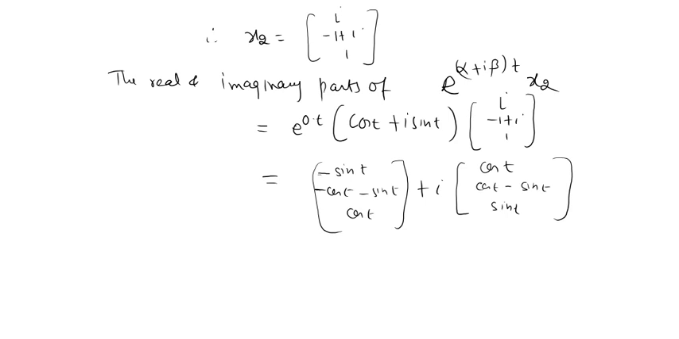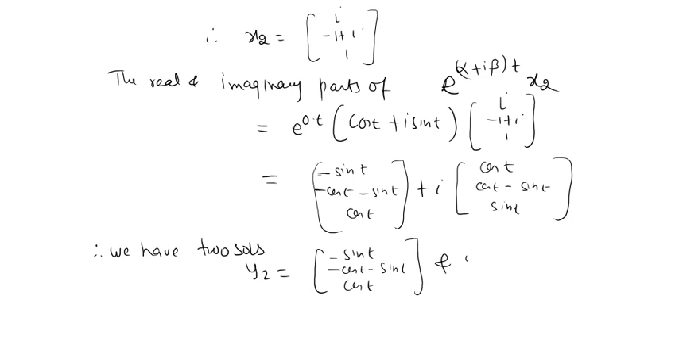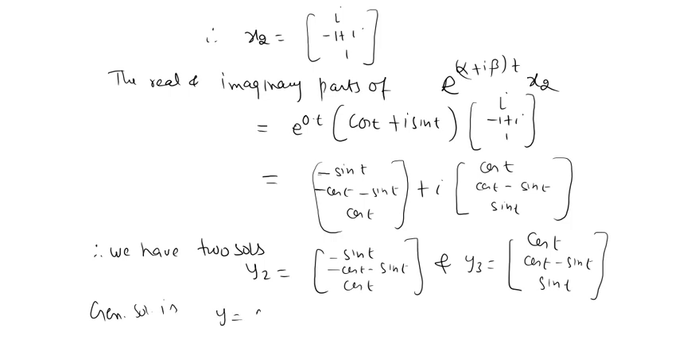So we have two solutions. Write them: y1, which is the real part, is (minus sin t, minus cos t minus sin t, cos t), and the imaginary part is another solution, (cos t, cos t minus sin t, sin t). So we got three solutions. The general solution is y equal to c1 y1 plus c2 y2 plus c3 y3.